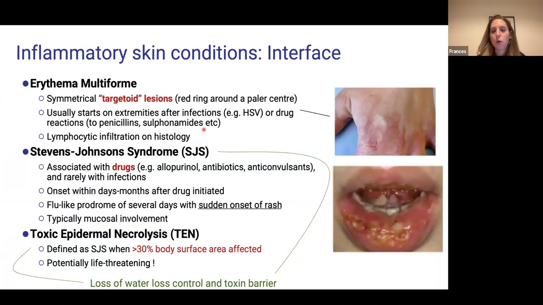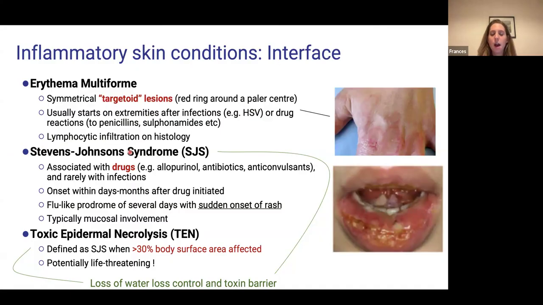Okay. Then when we talk about interface conditions, this is really things like erythema multiforme, which is going to be your symmetrical targetoid lesions. So targetoid lesions, because they literally look like they have this bullseye appearance. So you have a red ring, then you have this pale center, and then right in the middle, you have another red dot as well. So literally looks like a target. It normally is going to start on the extremity. So it's going to start on your hands and feet. And it tends to be after infections like HSV or sometimes drug reactions. So things like penicillins and sulfonamides can cause this. And ultimately what you see is some kind of lymphocytic infiltrate if you do histology.